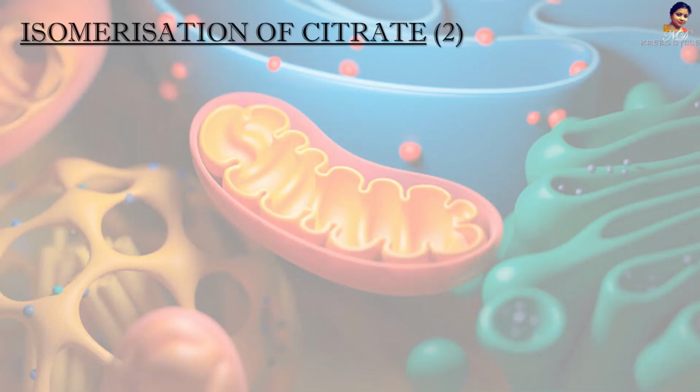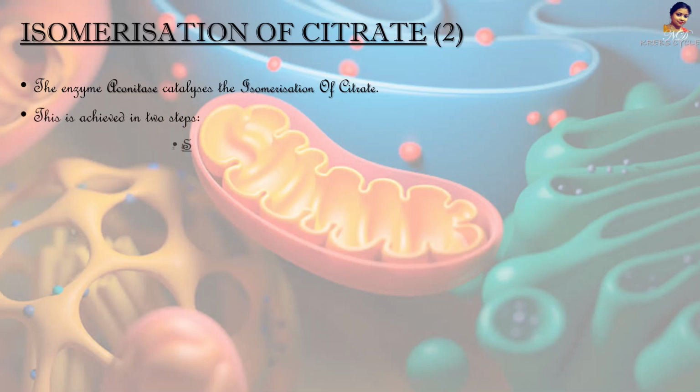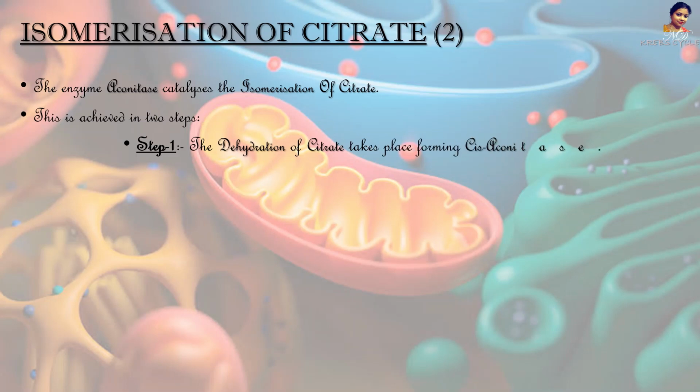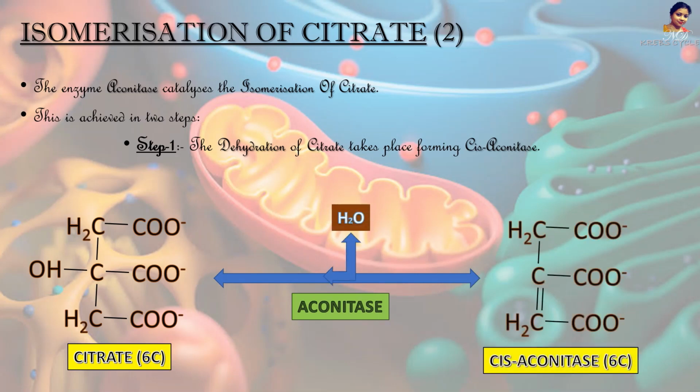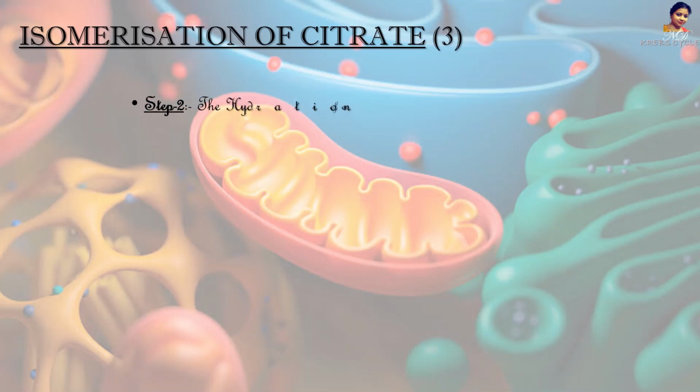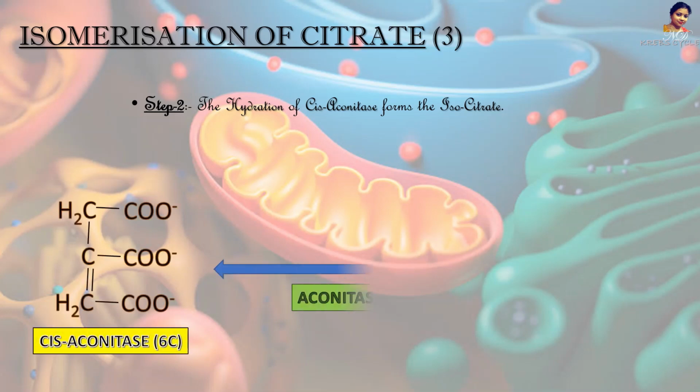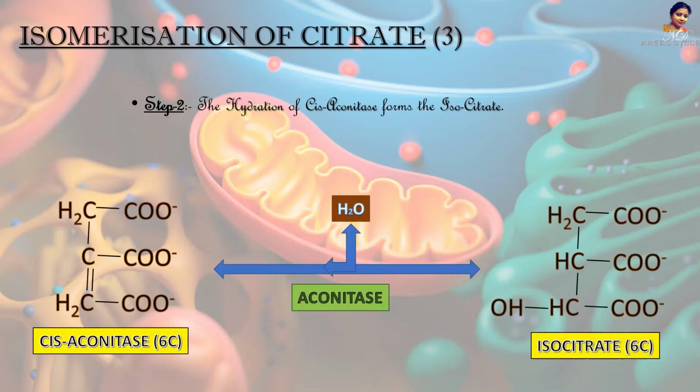In the next 2 steps, isomerization of citrate takes place. The enzyme aconitase catalyzes the isomerization of citrate. In the next step, the dehydration of citrate takes place and cis-aconitase is formed, which is an intermediate product. So, one water molecule is removed. In the following step, hydration of cis-aconitase takes place and isocitrate is formed. That means addition of a water molecule takes place. Since these reactions are reversible, they can operate in both directions.